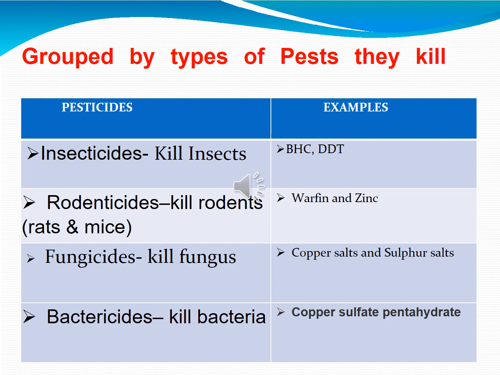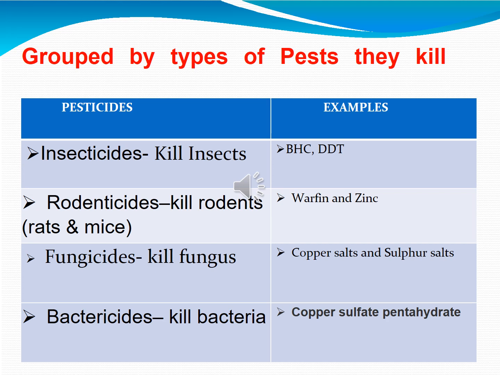Rodenticides kill rodents. What are rodents? The rats and mice we call rodents. What kind of pesticide is used? Warfarin and zinc phosphide are the chemicals used to kill the rodents. Fungicides kill fungus on the leaves of a plant. The pesticides used are copper salts and sulfur salts.